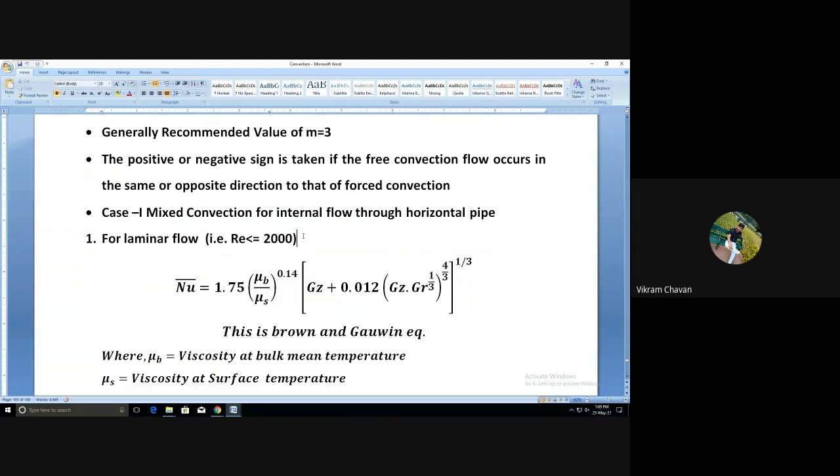In case of a pipe, where the fluid is flowing through the pipe, the flow will be considered laminar when the Reynolds number is less than 2000. That you had better know now.